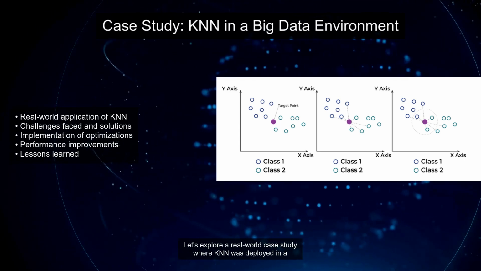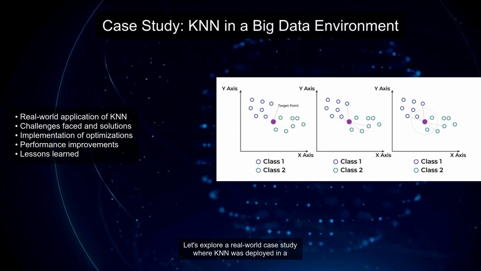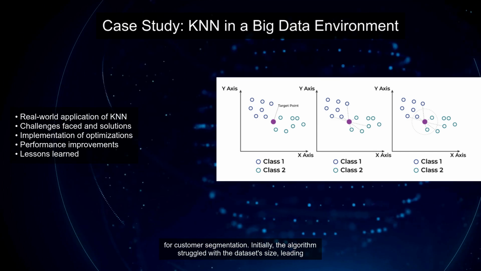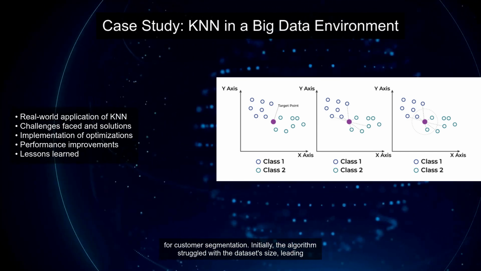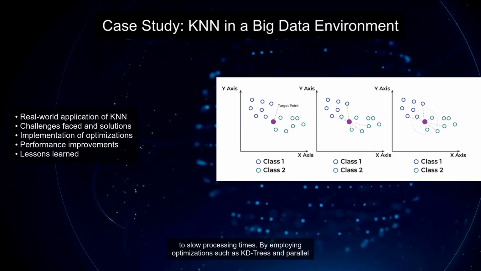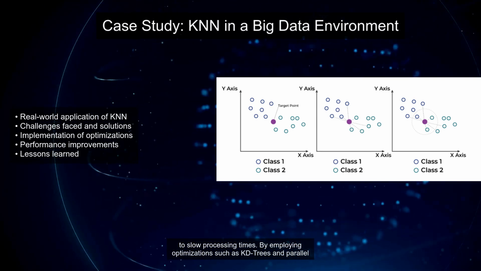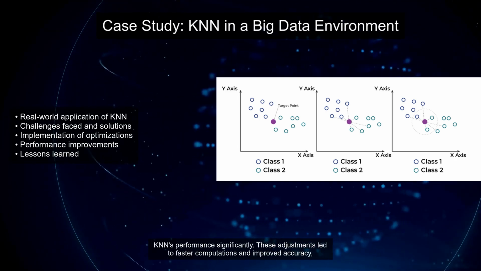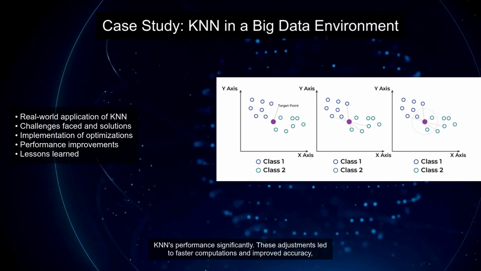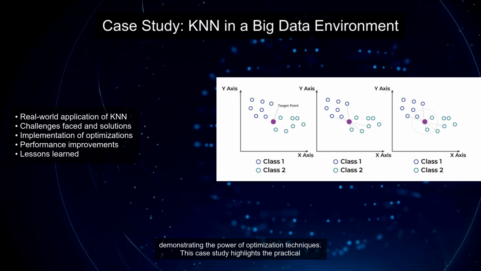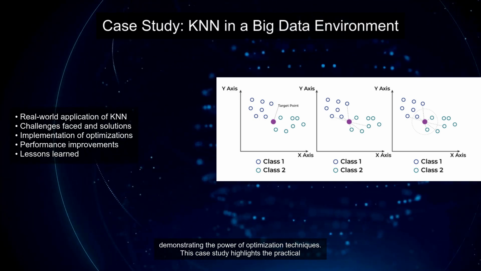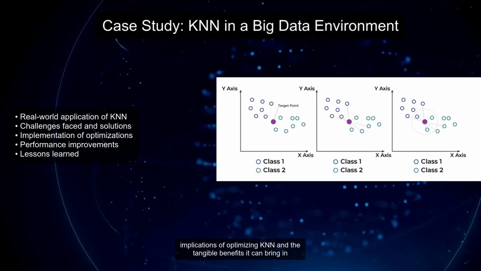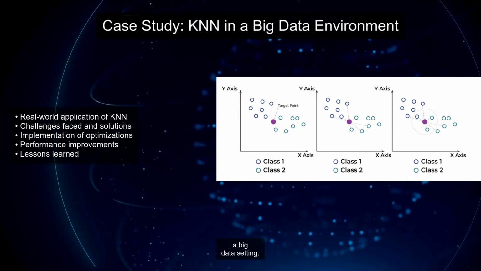Let's explore a real-world case study where KNN was deployed in a big data environment. In this scenario, a large retail company used KNN for customer segmentation. Initially, the algorithm struggled with the dataset size, leading to slow processing times. By employing optimizations such as KD trees and parallel processing, and carefully selecting the right K, the company managed to enhance KNN's performance significantly. These adjustments led to faster computations and improved accuracy, demonstrating the power of optimization techniques. This case study highlights the practical implications of optimizing KNN and the tangible benefits it can bring in a big data setting.